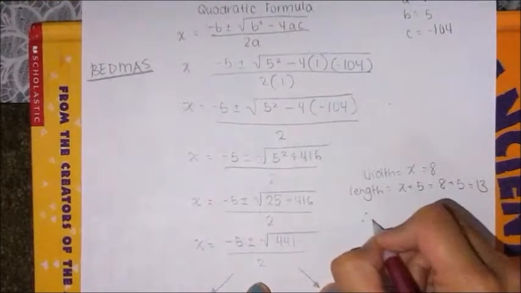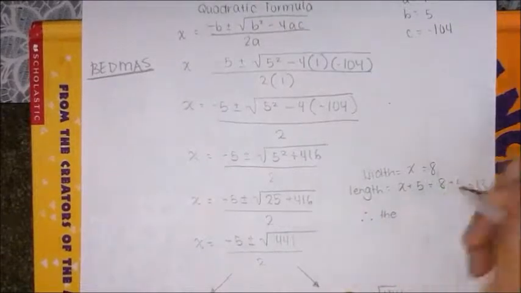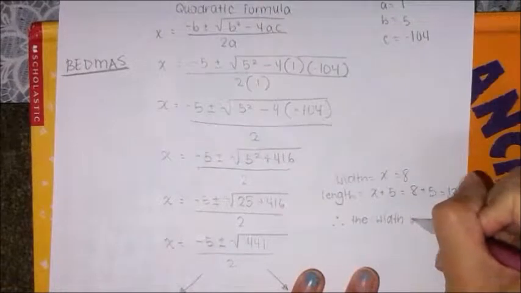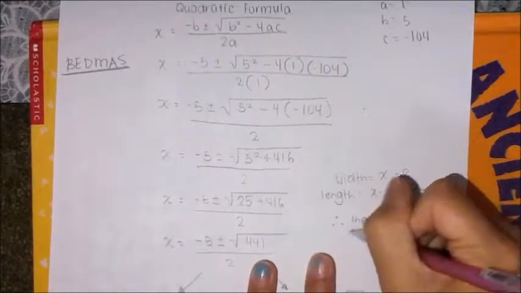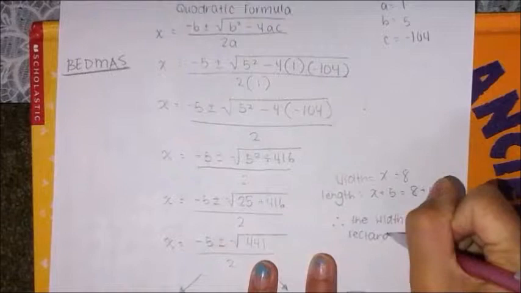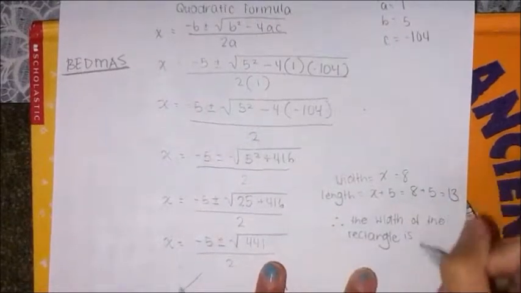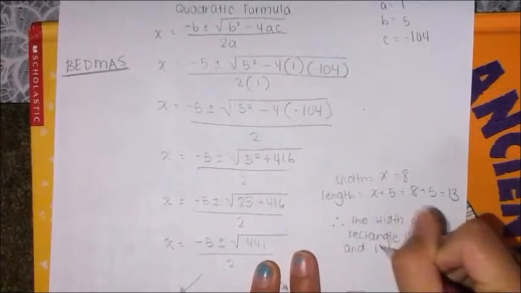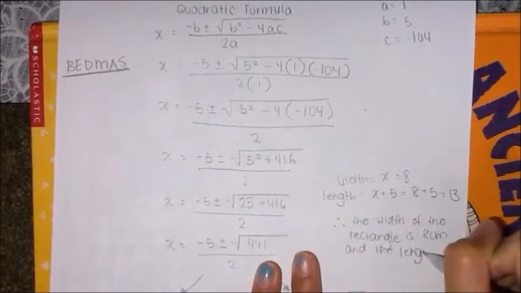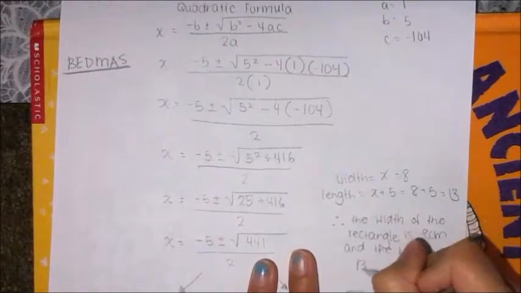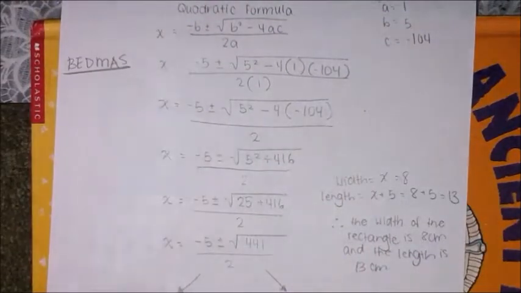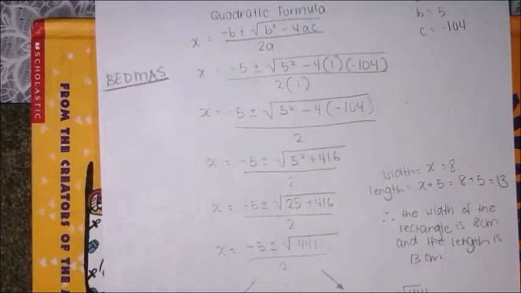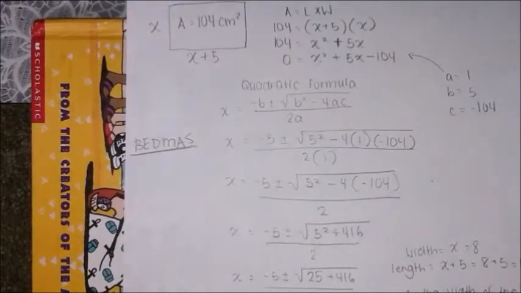So therefore, the width of the rectangle is 8 centimeters and the length is 13 centimeters. So that's my final answer for dimension word problems in standard form.